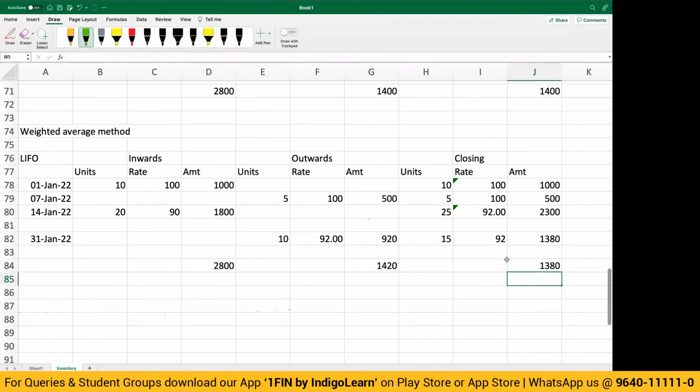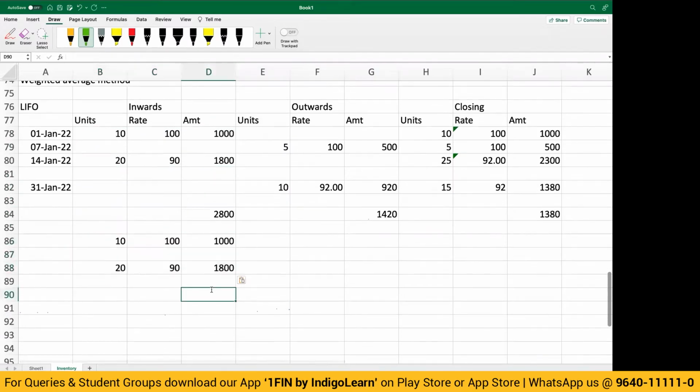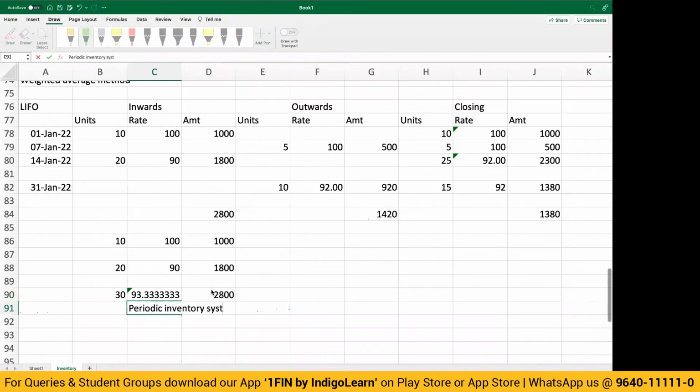Sometimes the question may say weighted average in a periodic inventory system. In that case, you have to just take the total and find out a single rate. So this 93.33, this is in a periodic inventory system. But if they don't mention anything, you will have to update the weighted average rate after every issue. If these kind of questions come in the examination, I don't think any one of you would lose marks on this. I'm highly confident that you will be able to solve these kind of questions.